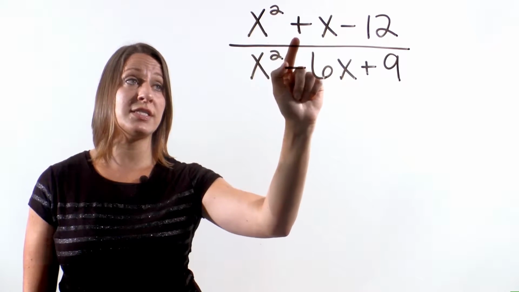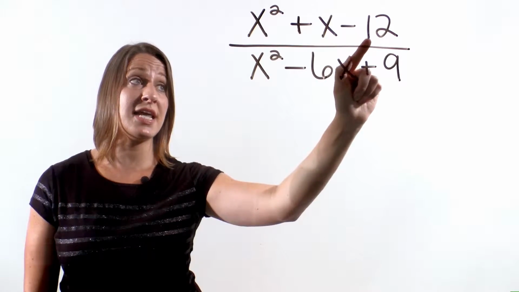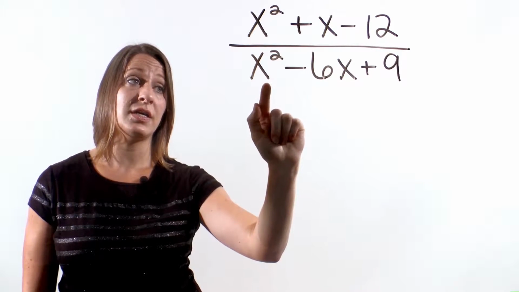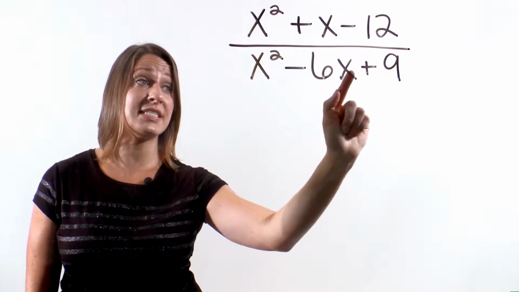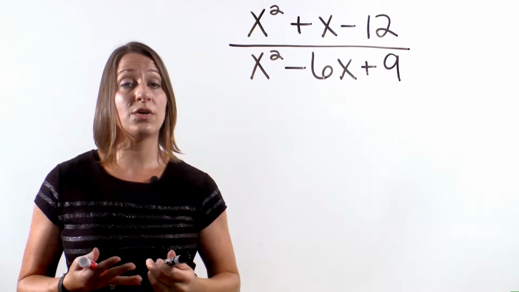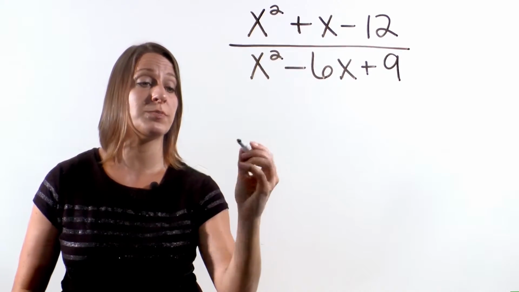This x squared is connected with the positive x and the negative 12. It's different from what this x squared has. It's connected with the negative 6x and positive 9. So we cannot cancel these two. So our option is we're going to have to factor.